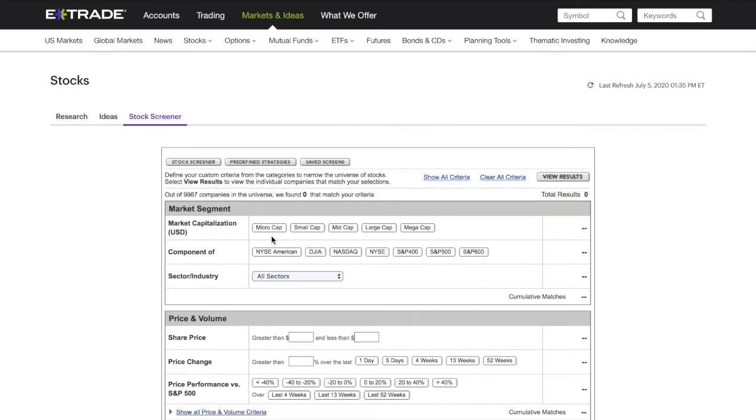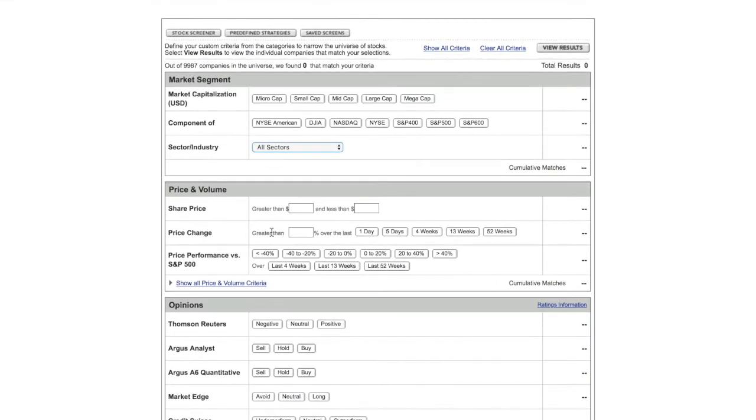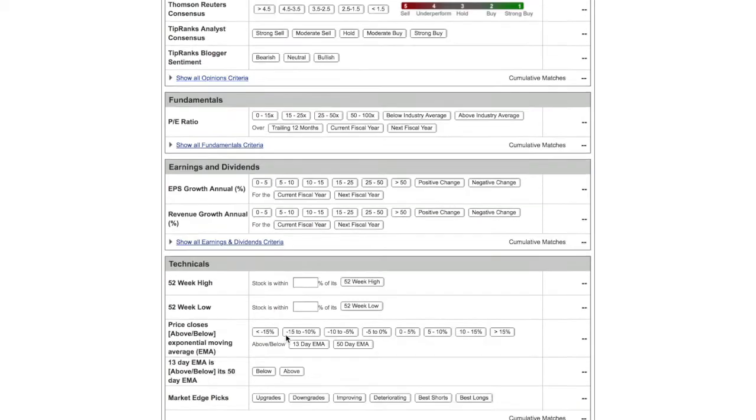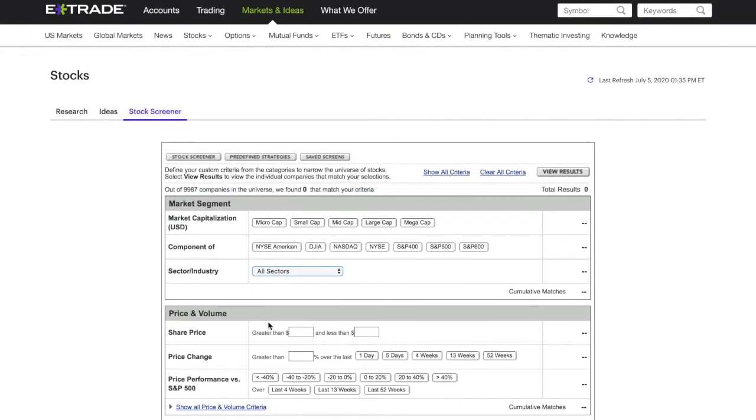Now, once you go to Stock Screener, this is going to give you a way of finding stocks and filtering them out. You can filter them via market size, price, opinions, fundamentals, earnings, dividends, technicals, all of the good stuff. But here, we're just looking for stocks that are penny stocks. So we're going to go to Price and Volume, and we're like, hey, E-Trade, pull up everything that's under $1. Right here under Price and Volume, go to Share Price and put $1. It's asking whether you want something greater than or less than, so we're going to put in $1 less than the share price.